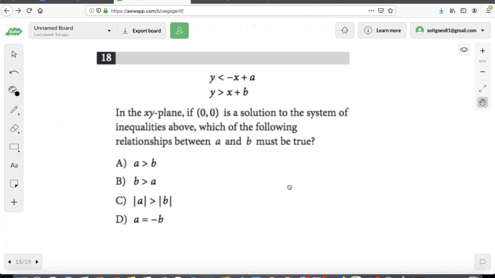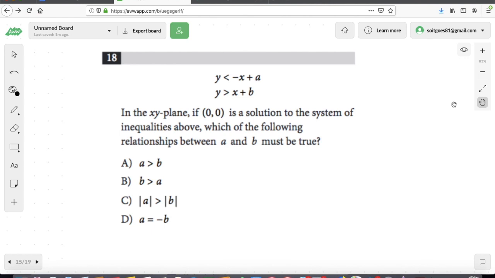All right. Question number 18. This one's interesting. Let's do a couple more. Go ahead and read this one. In the xy plane, if 0, 0 is a solution to the system of inequalities above, which of the following relationships between A and B must be true? Yeah, that is the appropriate response to this question.